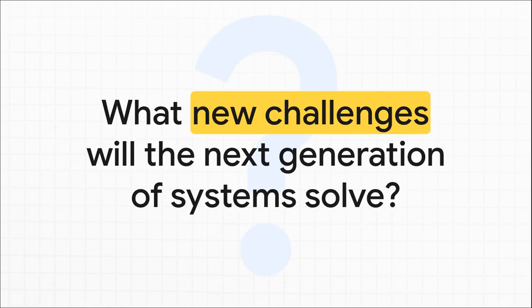The world is getting more and more connected every single day. The services we rely on are becoming mind-bogglingly large and complex. Think about the Internet of Things with billions of devices, or massive global AI models. The demands we're placing on these systems are just growing exponentially. So the question I want to leave you with is this: what new challenges will the next generation of distributed systems have to solve? What comes next?